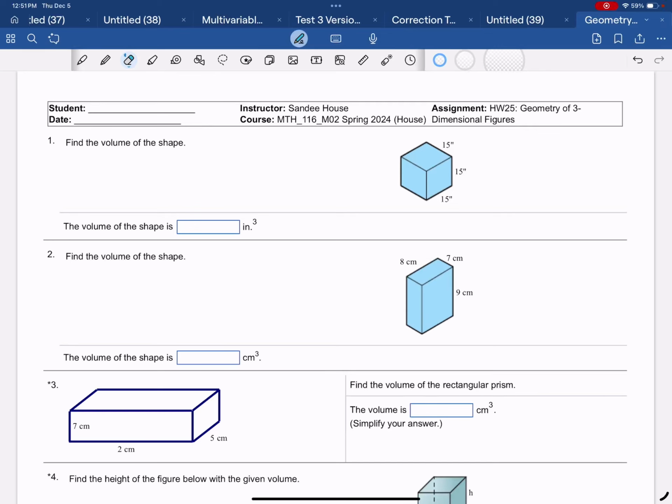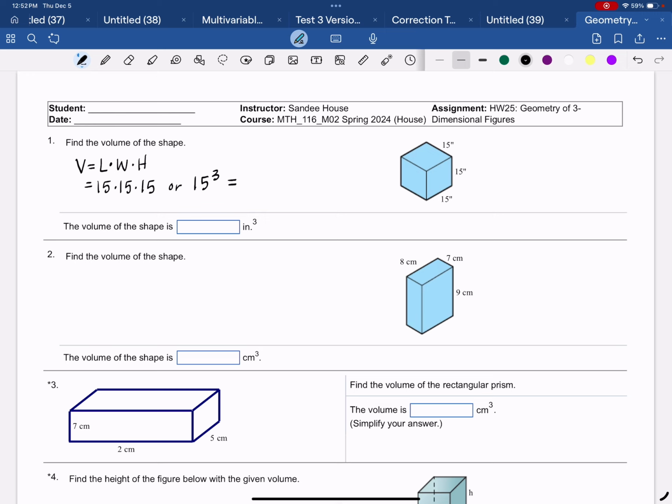Example number 1, find the volume of the shape. This shape is a rectangular solid. It happens to be a cube because all sides are the same. So our volume, length times width times height, where all dimensions are the same, 15 times 15 times 15, or you could write that 15 to the third power.